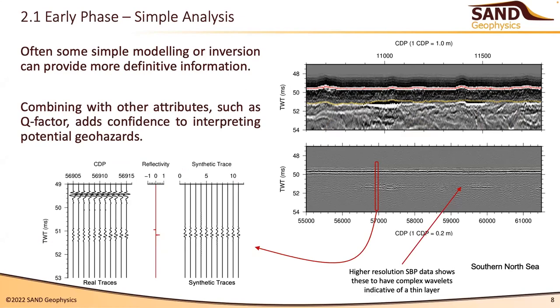So the second panel here, the lower seismic panel, shows a bit of coincident bottom profiler data, a bit higher resolution than the Sparker. And there what we start to see is that this is actually a complex wavelet. We've got a top and a bottom reflection that are overlapping, and it's actually more indicative of a thin layer.